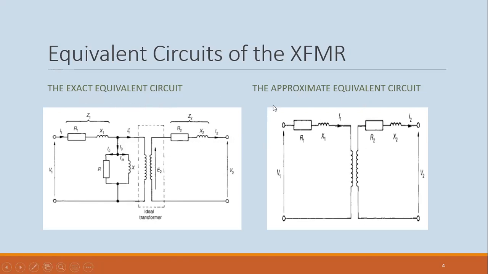Now, on your right, you will notice that the circuit appears to be simpler. Basically what has happened is that we have taken out the core parameters. So the core parameters have been removed to give us an approximate equivalent circuit. And we can do that because, as you saw a couple weeks ago, the no load current is very small.